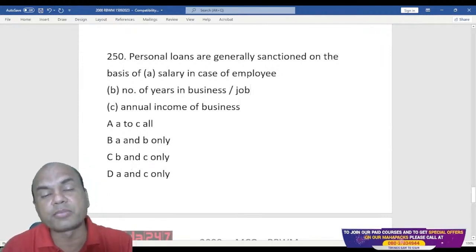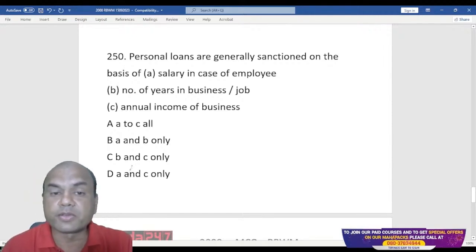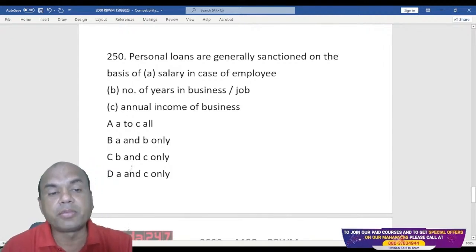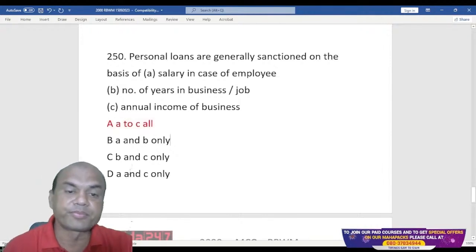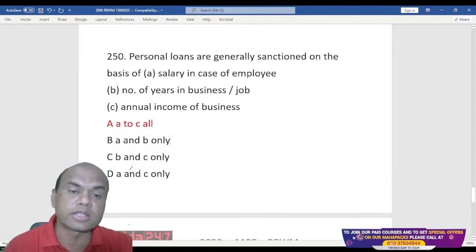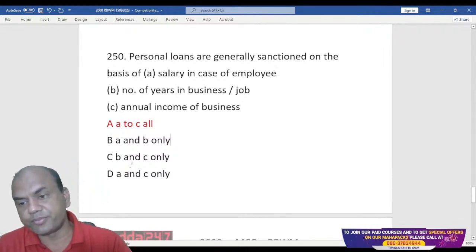Even for a salaried employee, if the job is of temporary nature, then what? So that's why, A, B and C all. So A to C all is the answer. The answer is personal loans are generally sanctioned on the basis of all the three, A to C: salary, number of years and annual income. Got it? Next one.